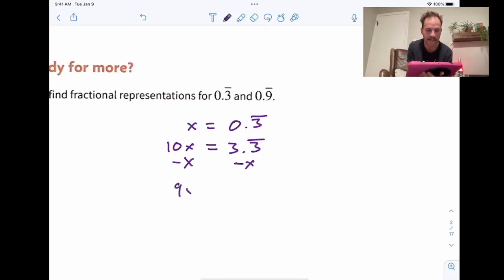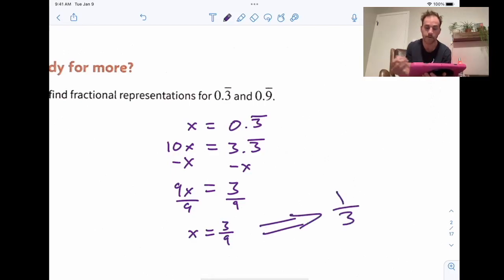Here, that gives me 9x. On this side, well, 3.3 repeating minus 0.3 repeating just gives us 3, right? Now again, remember that's because x is 0.3 repeating, right? Then we solve it just like we would any other equation. Divide by 9 on both sides, and we get that x is equal to 3/9, or 1/3. As we know.